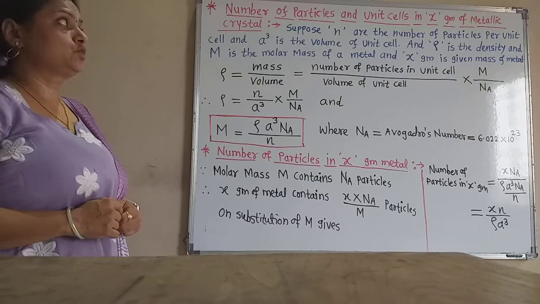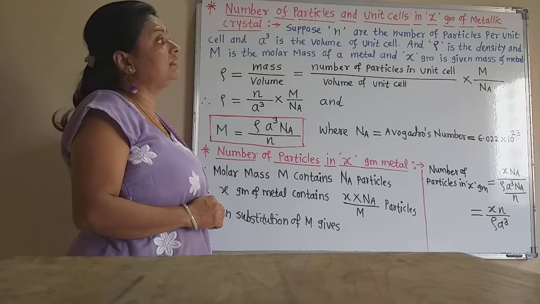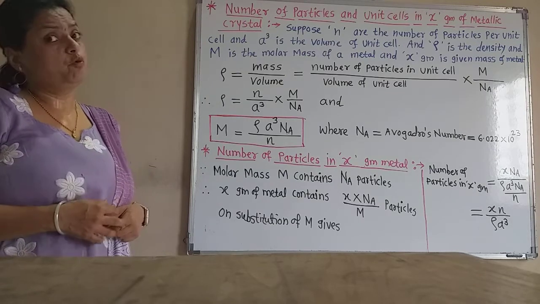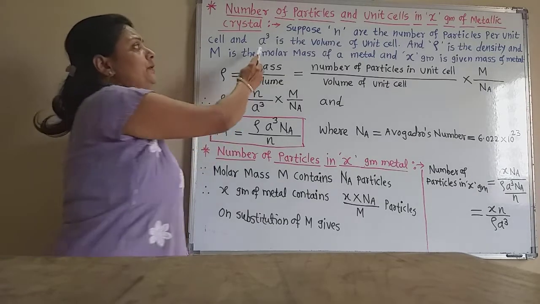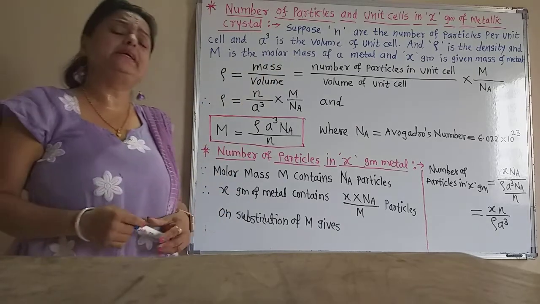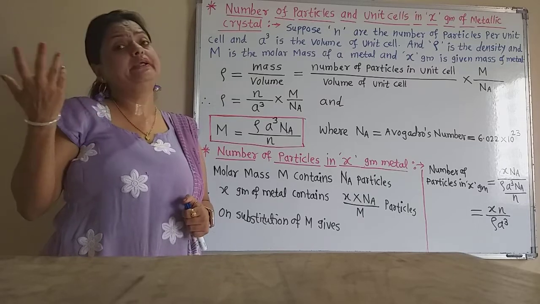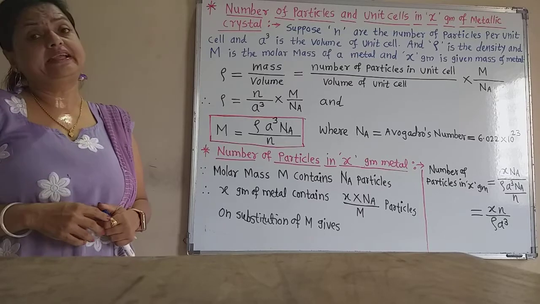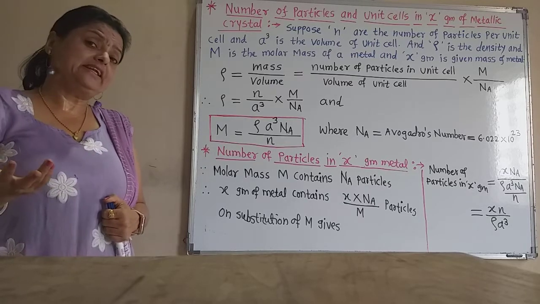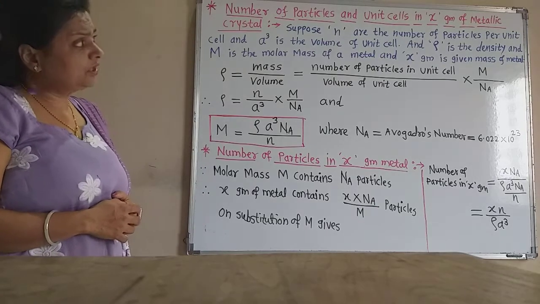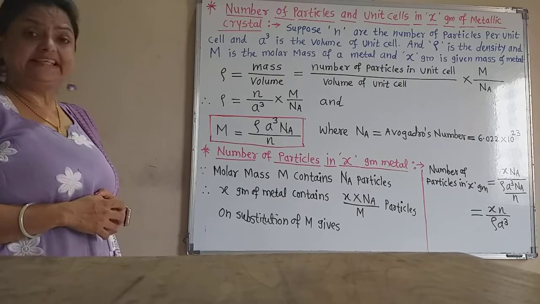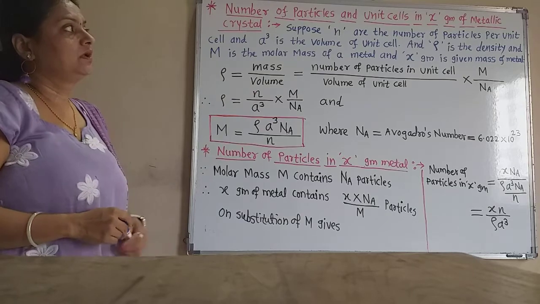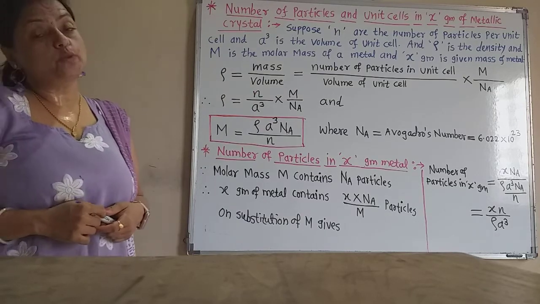Suppose small n is the number of particles present per unit cell. That means in one unit cell, suppose there are n particles, and a cube is the volume of the unit cell. The unit cell may be simple cubic, or it may be BCC, body centered cubic, or it may be cubic close packing, that is the FCC. That is given in the numerical. Now suppose rho is the density and capital M is the molar mass of the metal and x gram is the given mass of that metal.